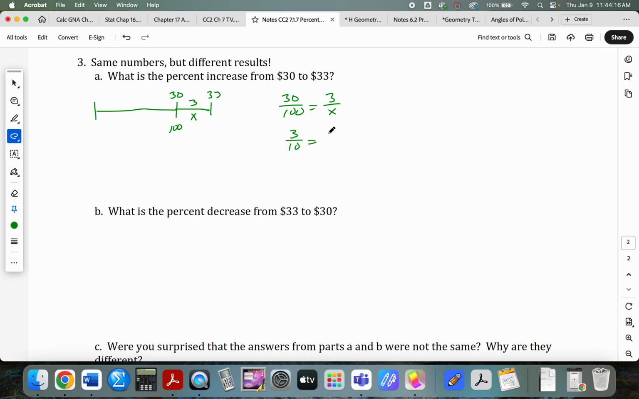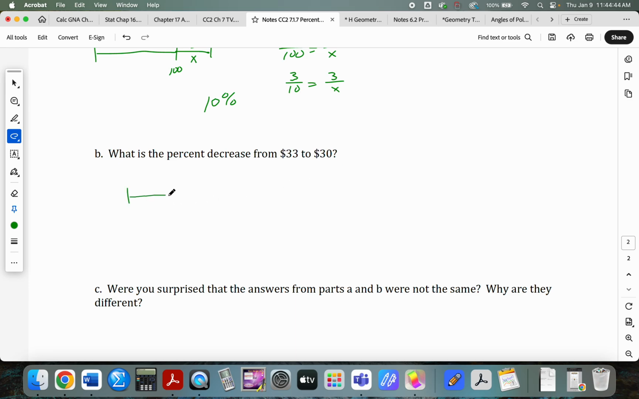3/10. 3/10 equals 3 over something. What does the something have to be? It's got to be 10. That's a 10% increase. Now, you might think that if you decreased from $33 to $30, that would be a 10% decrease. You would be wrong. Let's take a look.